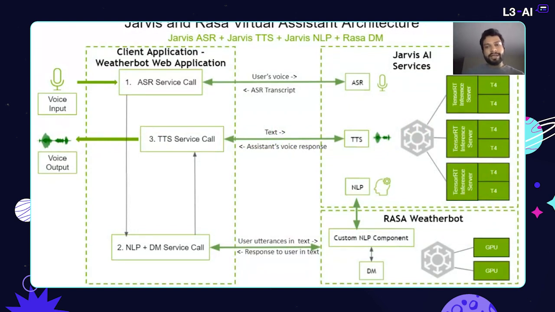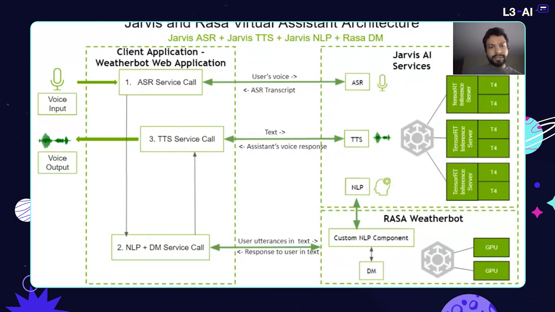So here's the architecture diagram for the Jarvis Rasa virtual assistant, right? That demonstrates the integration of Rasa and Jarvis speech services, right? As the user talks on the left, there is a voice input into the client application, which makes a gRPC service call to the Jarvis server, which is hosting the speech recognition service, right? It returns the transcript back.